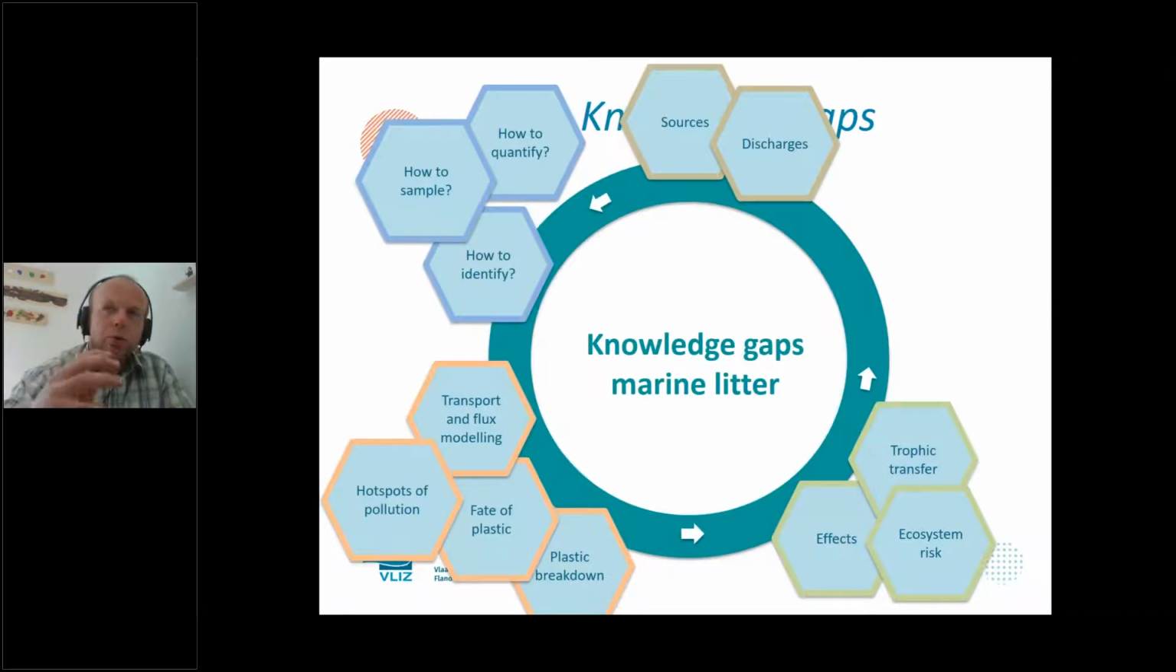So we do not know currently how the plastics behave in the water column. We do not know what their flux towards the North Sea is. We do not know what the hotspots of pollution are. We also do not know how it breaks down into smaller plastic particles, for example. If we then look at the right, there is not a lot of knowledge yet about the effects of plastics, both on the environment and on human health.